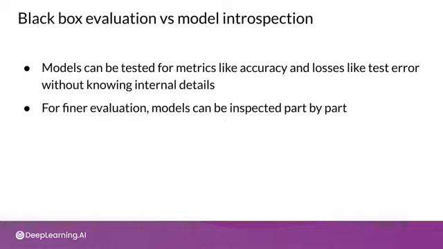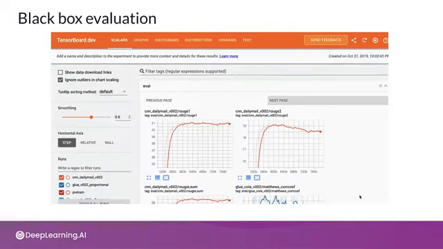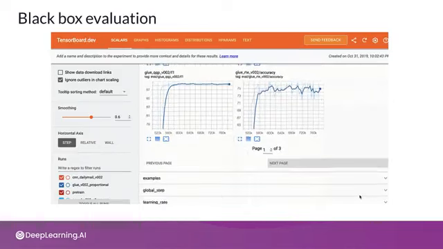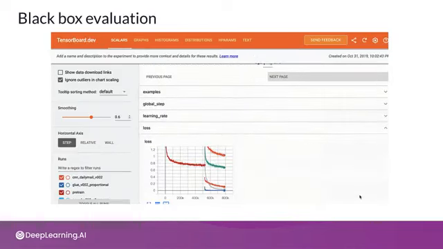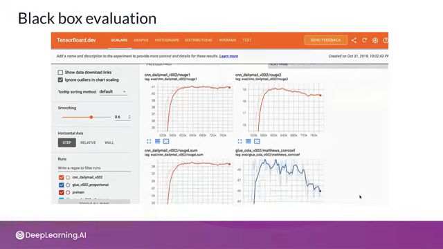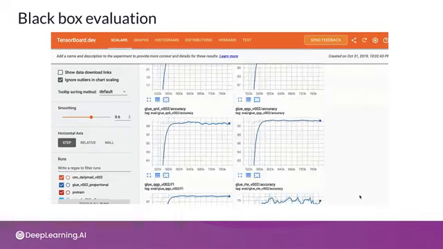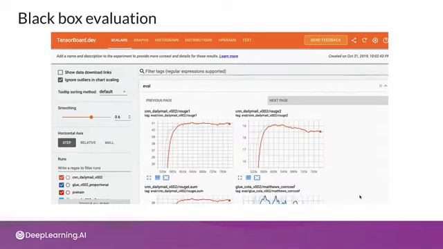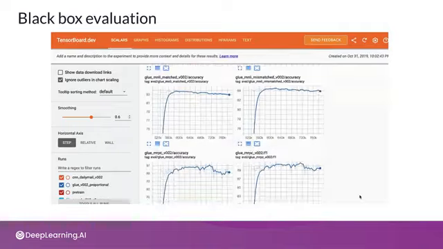Model introspection methods are very useful when you're experimenting with new architectures to understand how data is flowing internally within each layer of the model. This can help you adjust and iterate your model architecture to improve performance and efficiency. TensorBoard is an example of a tool for black box evaluation. Using TensorBoard, we can monitor the loss and accuracy of every iteration of the model. You can also closely monitor the training process itself. Please check the reading list to learn more about TensorBoard.